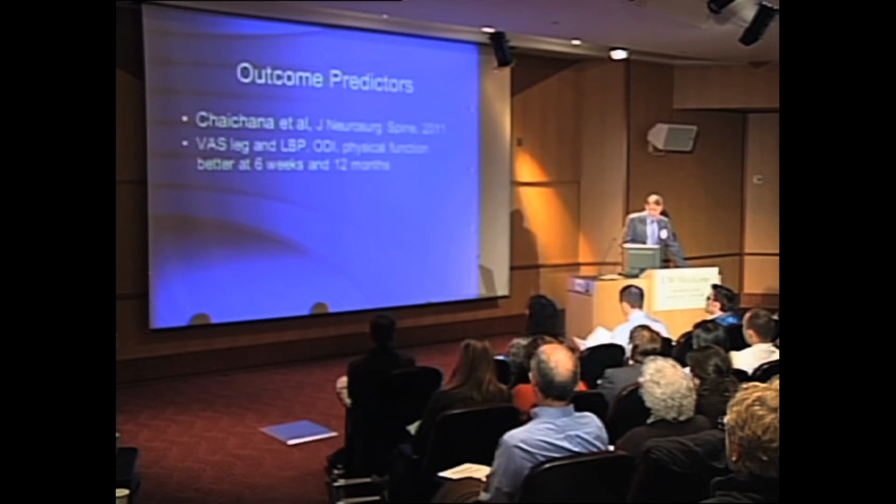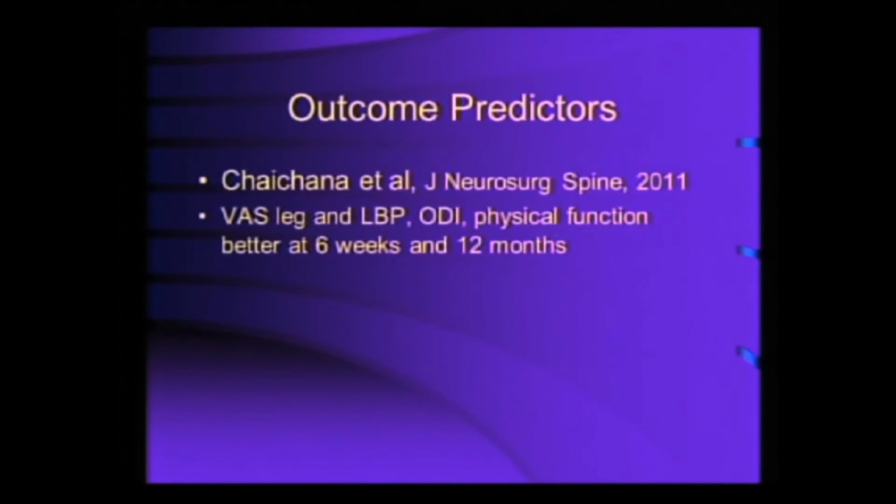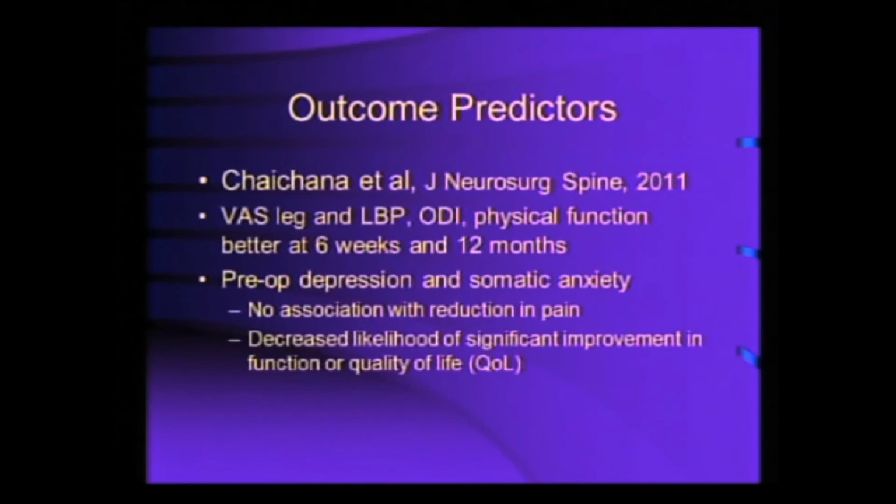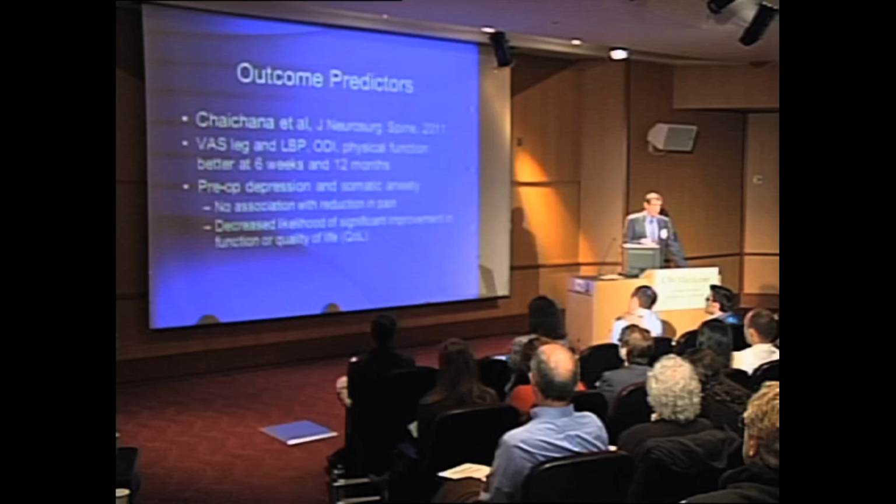What they found is interesting regarding this idea that we're treating pain. In the whole group, people actually got better. VAS pain for leg and back pain got better. ODI and physical function were better. This group was better as a group, which is what we would expect for this surgery. However, when you had high levels of preoperative depression and somatic anxiety, there wasn't really a change in the rates at which pain was relieved. But these patients had a decreased likelihood of improvements in function and quality of life. So their pain got better, but their life didn't really get better. So again, maybe pain is not the thing to be focusing on.